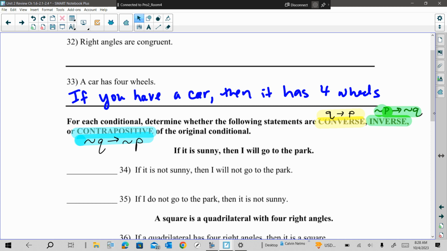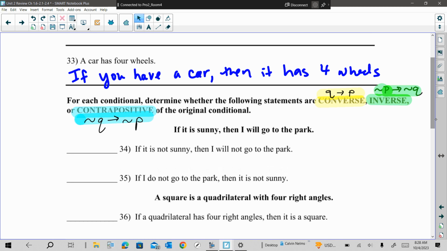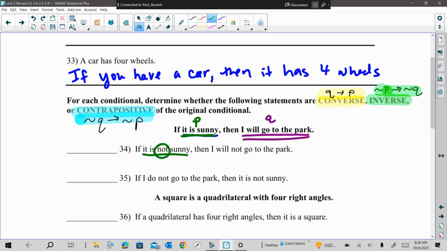I'm going to do this first set. If I look at the first one here, it says if it's sunny, then I will go to the park. It is sunny, that's my hypothesis, that's my P. I will go to the park, that's my conclusion. So then I read the next statement. It says, if it is not sunny, because I see the word not sunny, that means this is not P. Then it says, I will not go to the park, so this would be not Q.